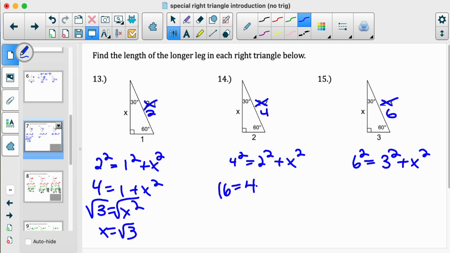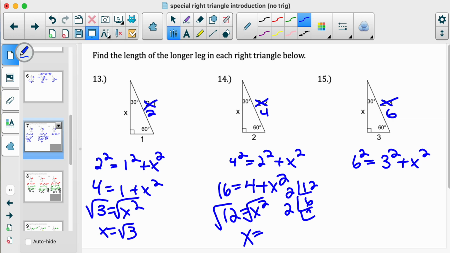16 equals 4 plus x squared. We subtract 4 from both sides. 12 equals x squared. We square root both sides. Square root of 12 does reduce. If you were to ladder over here, we're going to get 2 square root of 3.